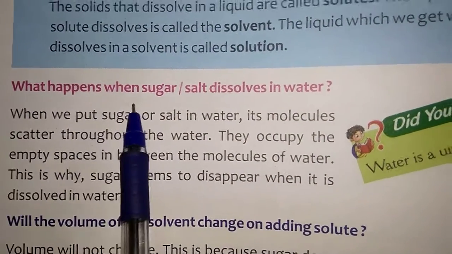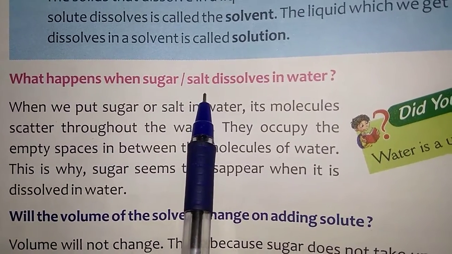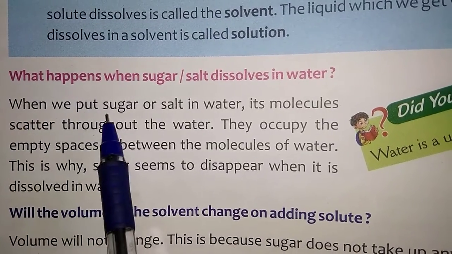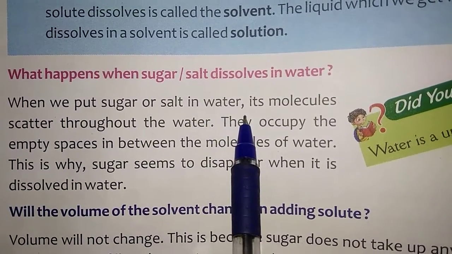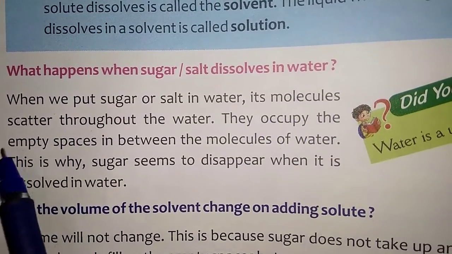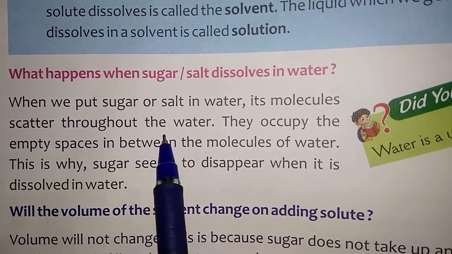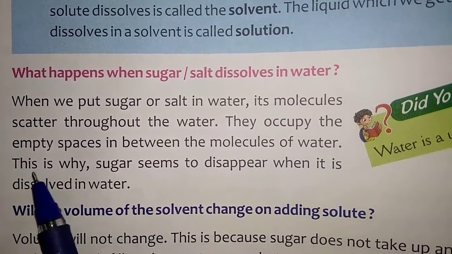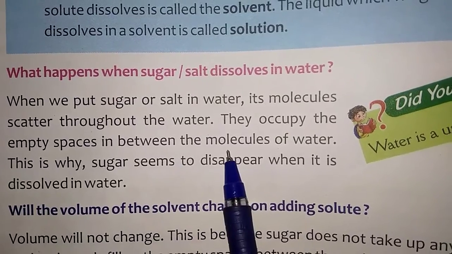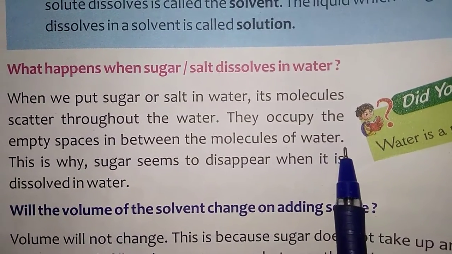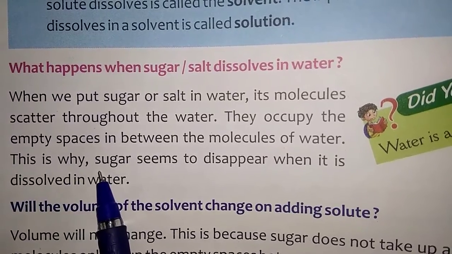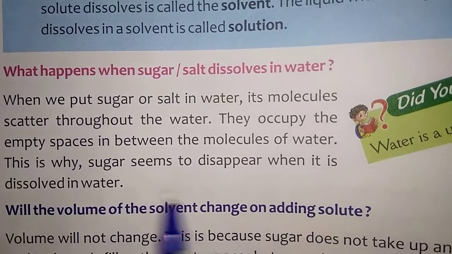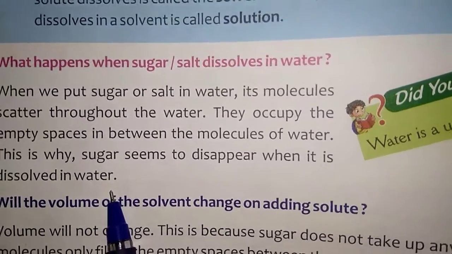What happens when sugar or salt dissolves in water? When we put sugar or salt in water, its molecules scatter throughout the water. They occupy the empty space in between the molecules of water. This is why sugar seems to disappear when it is dissolved in water.